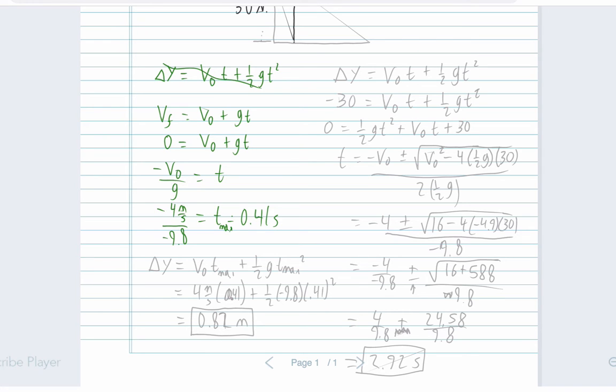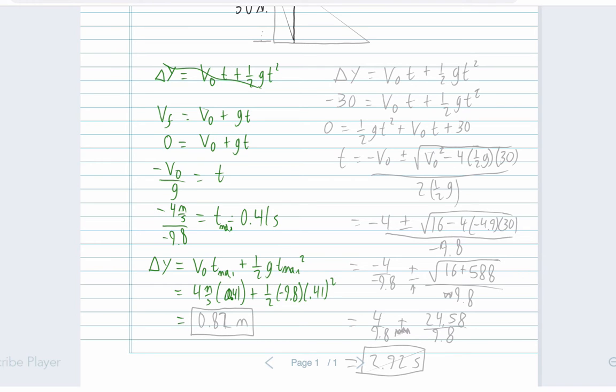I'll call that T max. We can plug that now into the change in y equation. So change in y equals v naught T max plus 1/2 g T max squared. And so we just plug in what we know. V naught was 4 meters per second, T max was 0.41, plus 1/2 times, and make sure you're very picky about the signs, negative 9.8 meters per second squared times 0.41 squared.